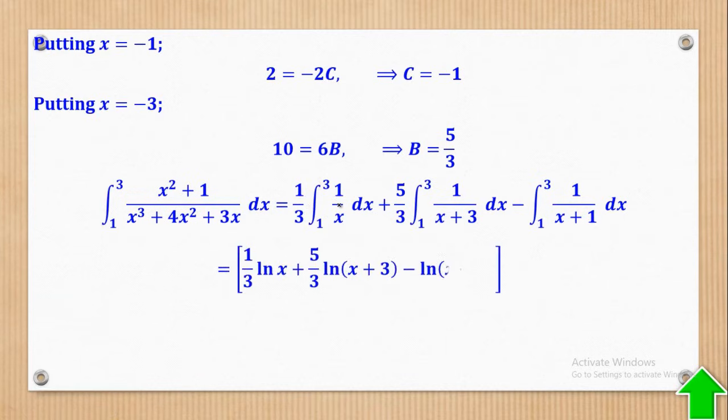So integrating 1 over x is ln x, but this third is there, so it remains there. This is 5 over 3, which is here. Integrating this gives you ln x plus 3. Then here there's nothing, so integrating this gives you ln x plus 1.